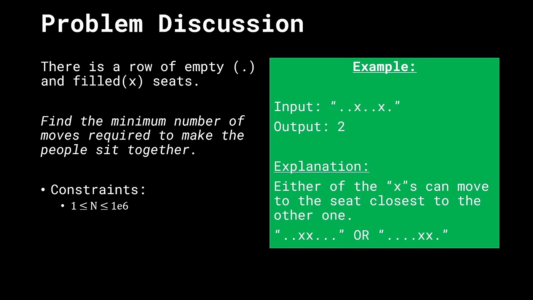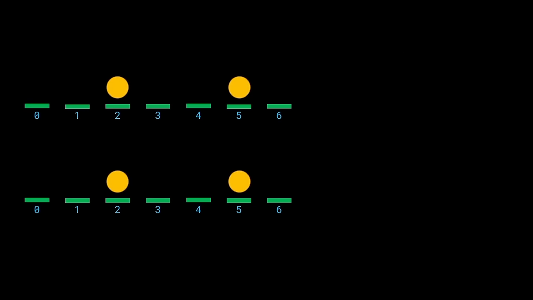Now let's take a look at a visual explanation to understand this better. We have two people sitting at indices 2 and 5, and the rest of the seats are empty. What can we do to get to a solution? The question asks us to group these people together. So we can ask the person sitting at index 5 to move to index 3. That way we'll have grouped together all of the people and we'll get a total cost of 2.